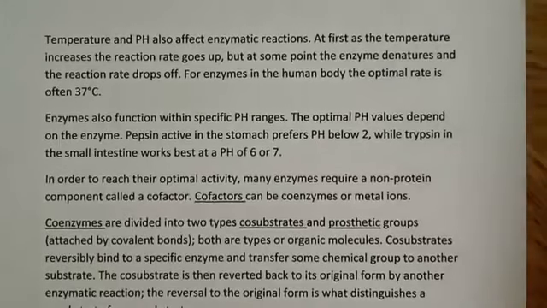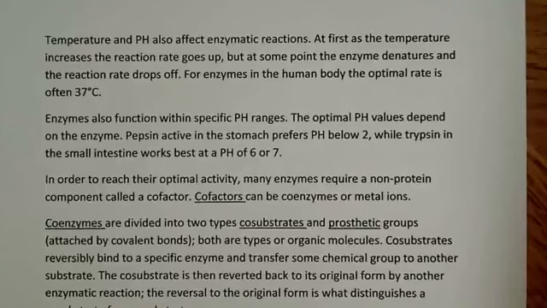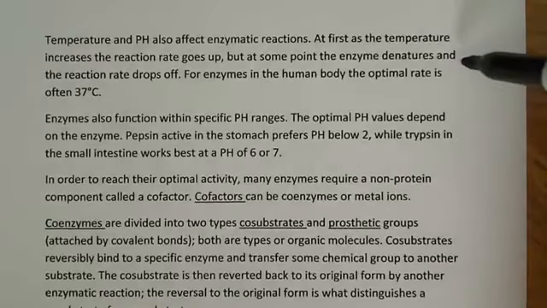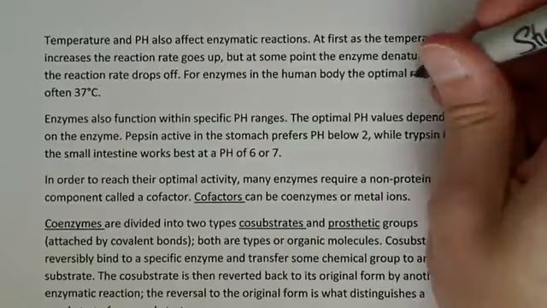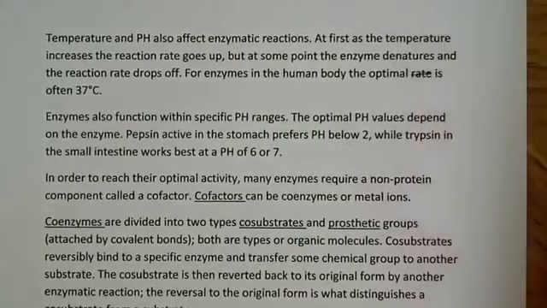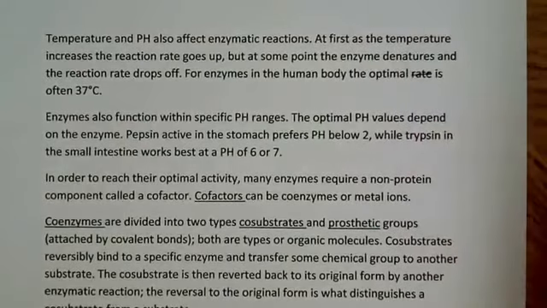So it's kind of interesting that at first with these enzymes, as temperature increases, the reaction rate goes up. But the problem is, at some point the enzyme denatures and the reaction rate drops off drastically, or drops off altogether rather. For enzymes in the body, the optimal temperature is often 37 degrees Celsius.